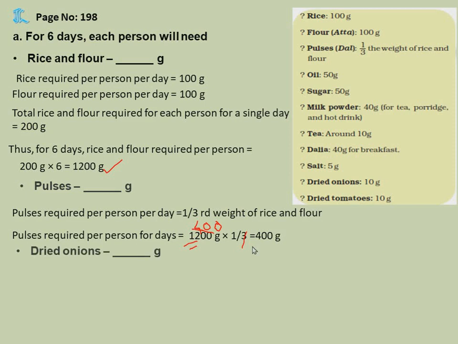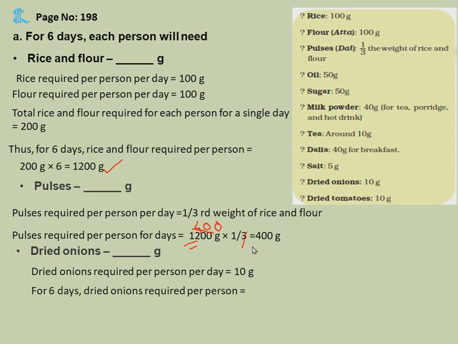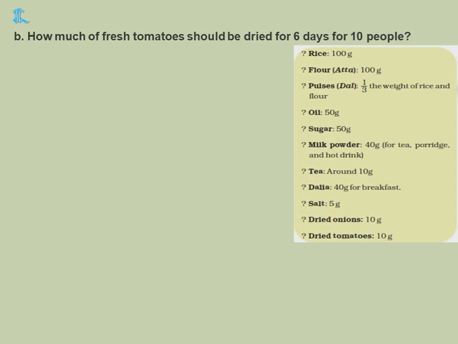Okay. Now dried onions. Dried onions required per person per day is equal to 10 grams. So for 6 days, how much dried onions is required? 6 into 10, 60 grams.